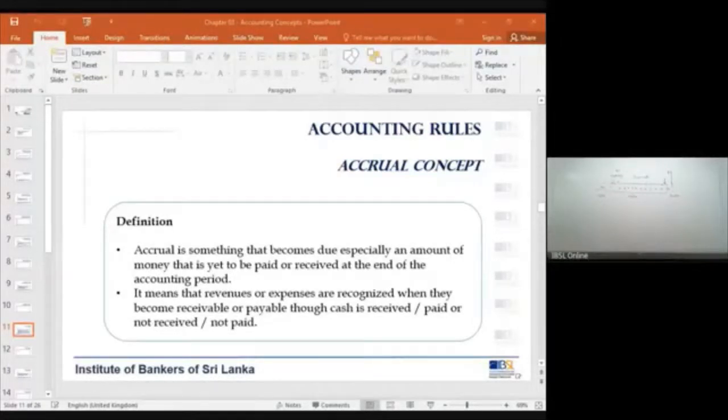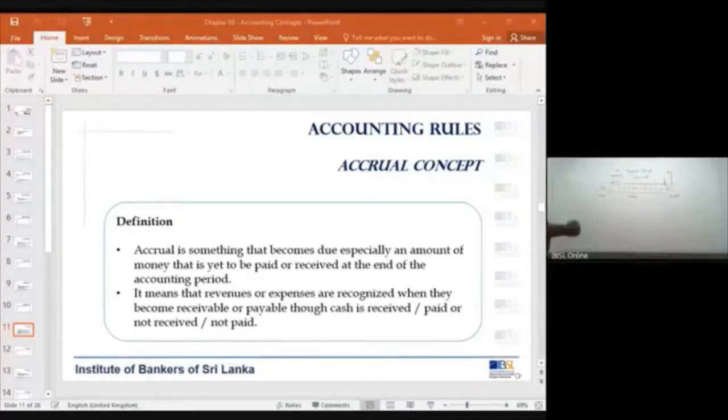about don't look at the payment or what was paid. Look at whether you have incurred that expense or not. If you had incurred, then you need to recognize that in your financial statement. So as we go on, you will understand.